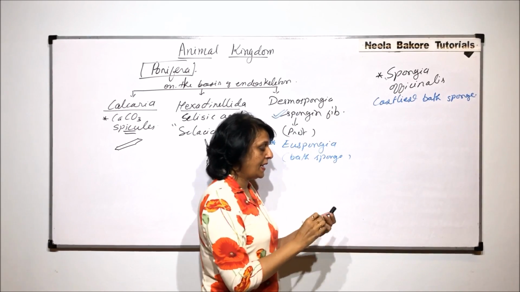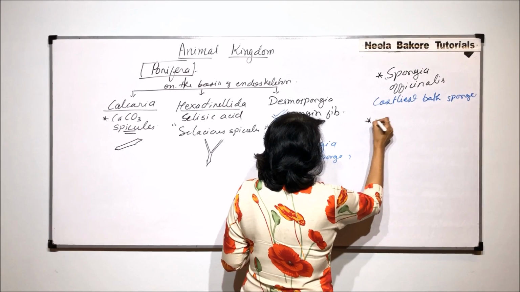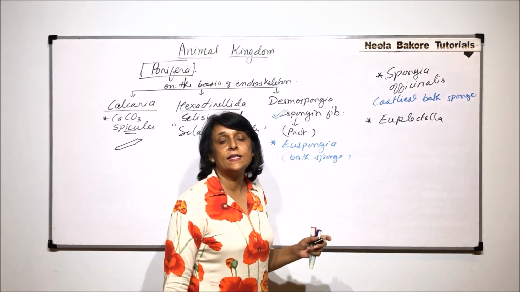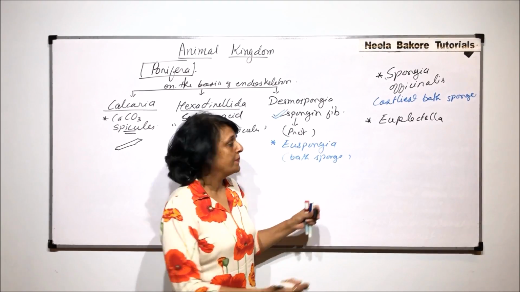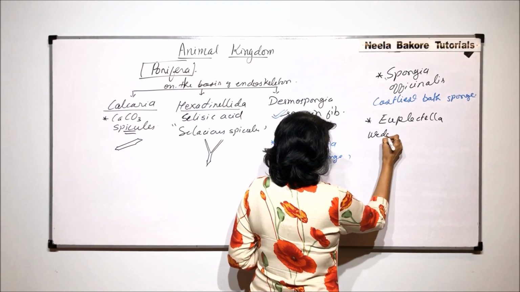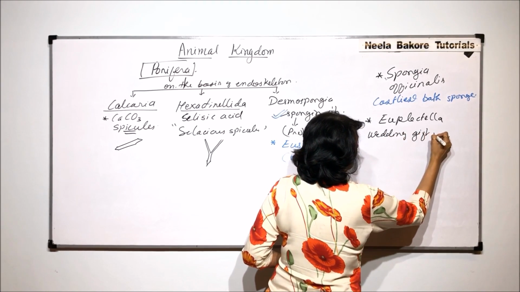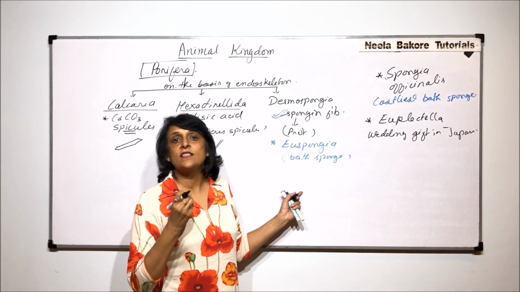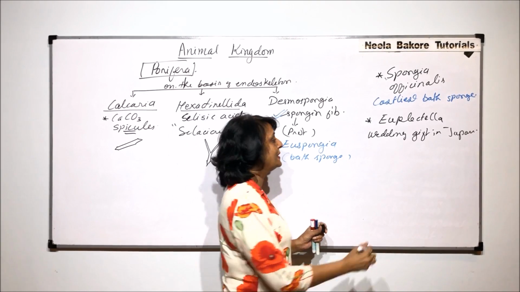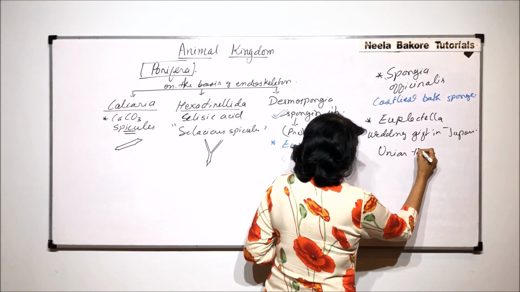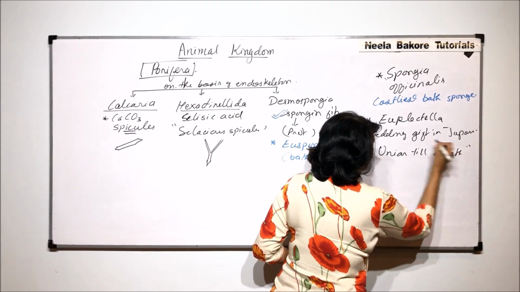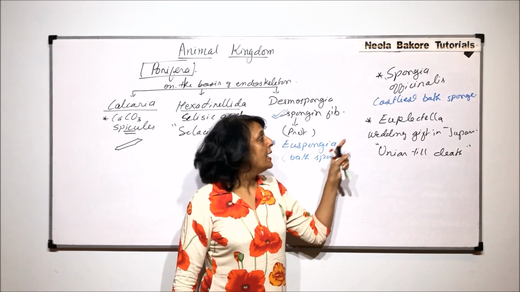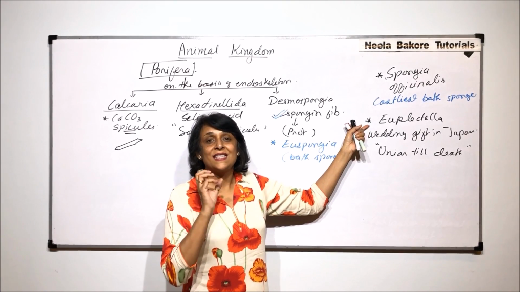The other example is of a sponge which is Euplectella. Euplectella is used as a wedding gift in Japan. And the reason is it is considered as a symbol of union till death. And this is why it is given when there are marriages, especially in Japan. And what is given is only the skeleton part.